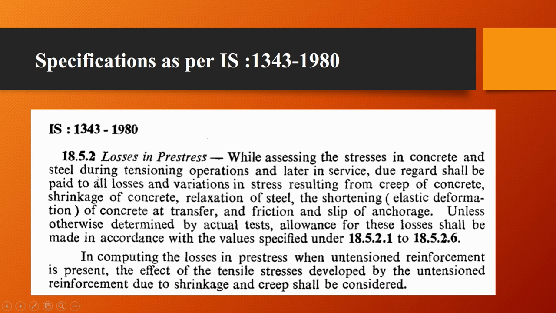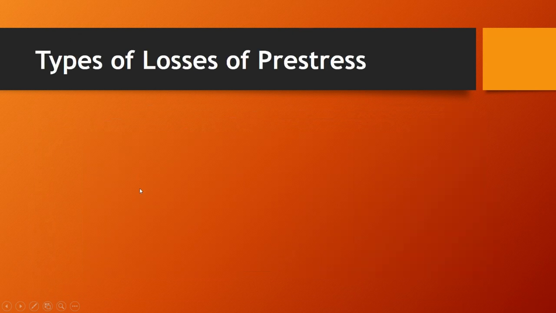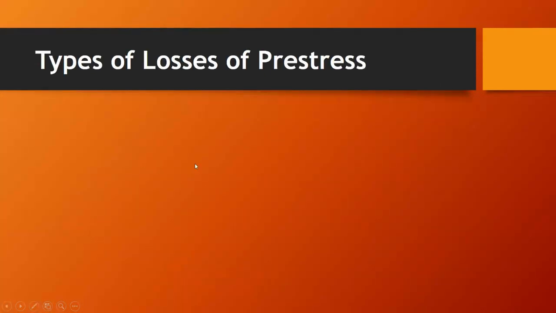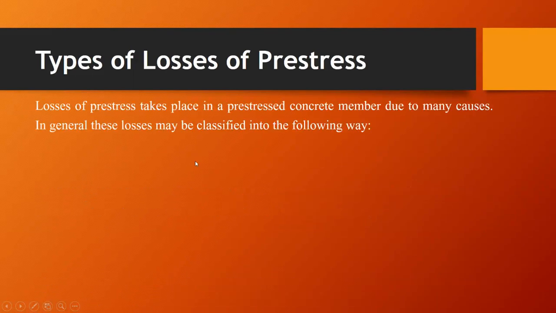This is the specification main clause for loss of pre-stress as per IS 1343. The sub clauses we are going to discuss one by one. So as specified here, we can classify the types of losses into 6 types. Those 6 types, as specified in clause number 18.5.2, we are going to list out. The first type of loss of pre-stress is due to shortening of concrete.